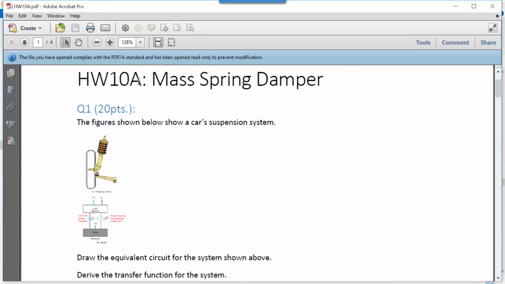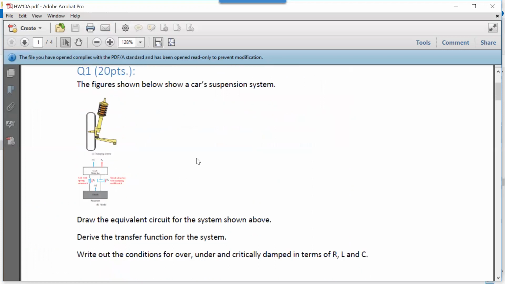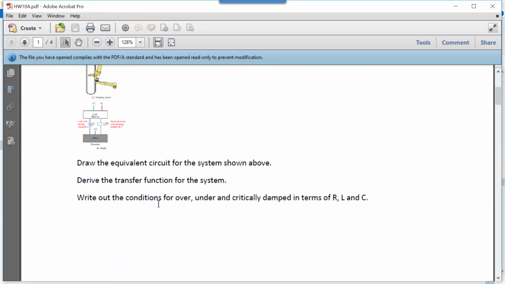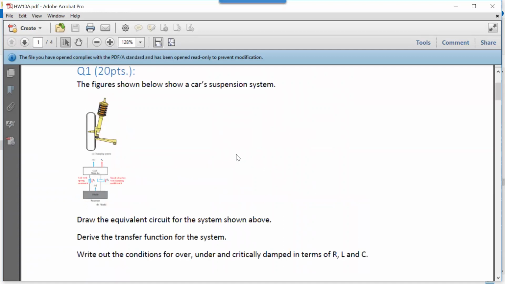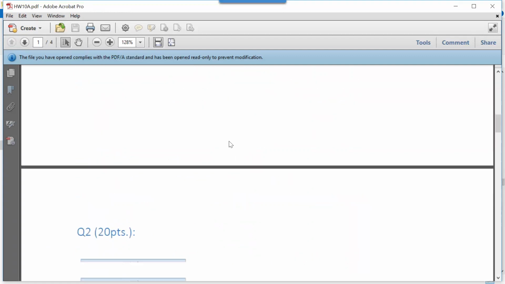All right. So here, what we've got is the damper is inside of the spring, and so it's in parallel. And an example in the book is right there. So draw the equivalent circuit. You have the voltage source. These are in parallel. The mass is tied to ground. Then deriving H of S, and then you just write out the conditions: over, under, and critically damped in terms of R, L, and C. But everything is generic. You don't have to solve for anything.